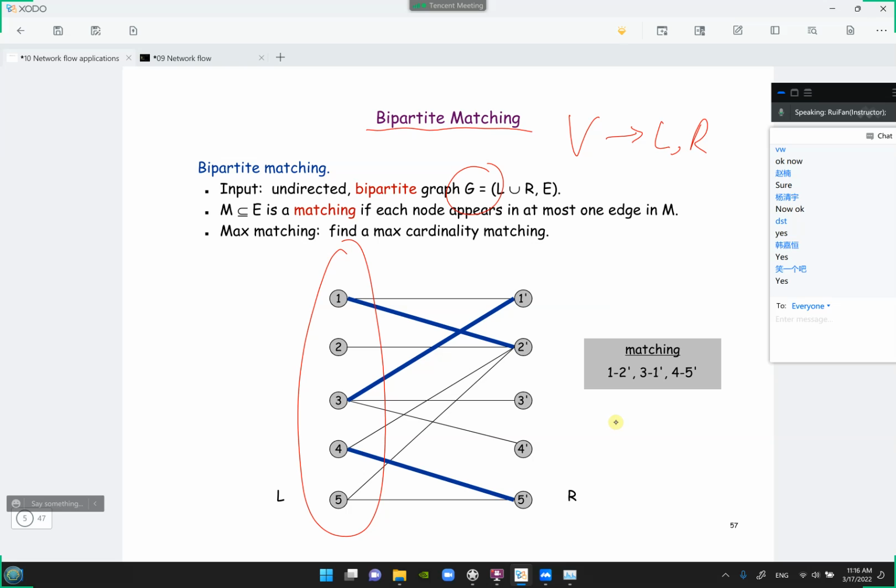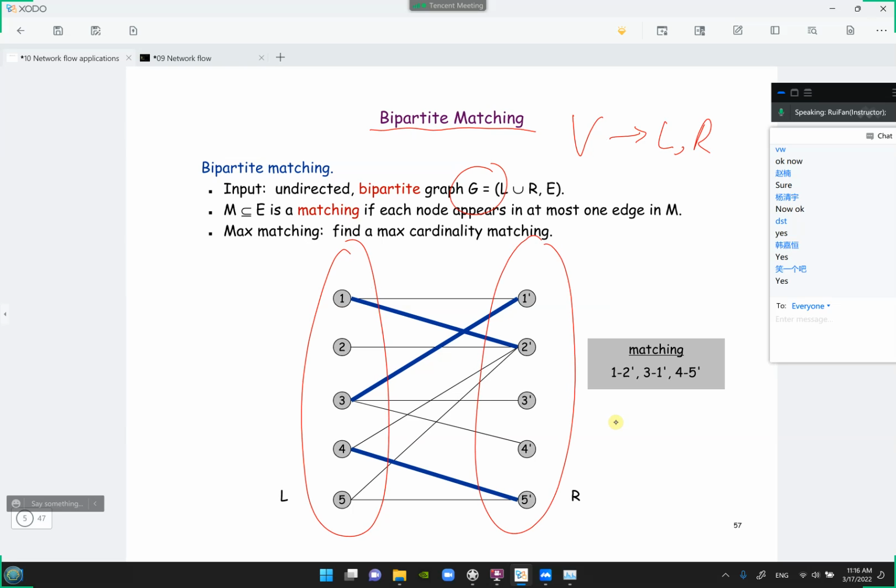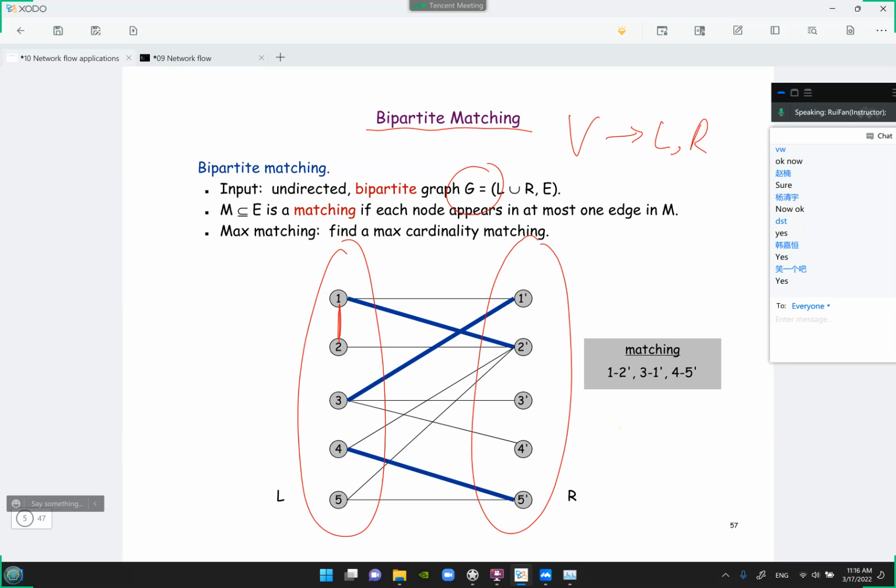Okay, right, like over here, the left and the right parts, and the edges only go between the left and the right vertices. Here you don't have any edges between left vertices, and you don't have any edges between right vertices. You can only have edges between the two sides. So that's a bipartite graph.